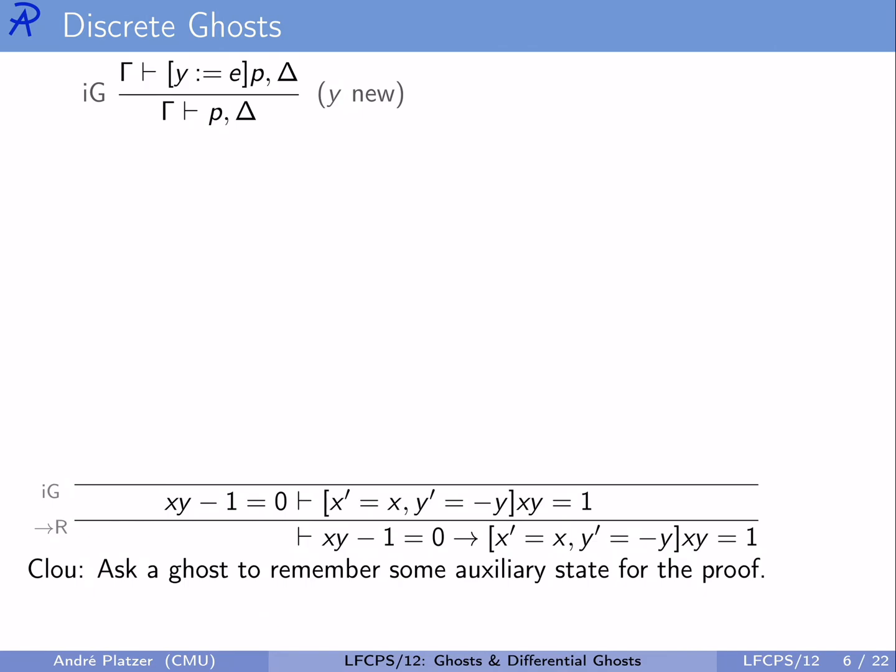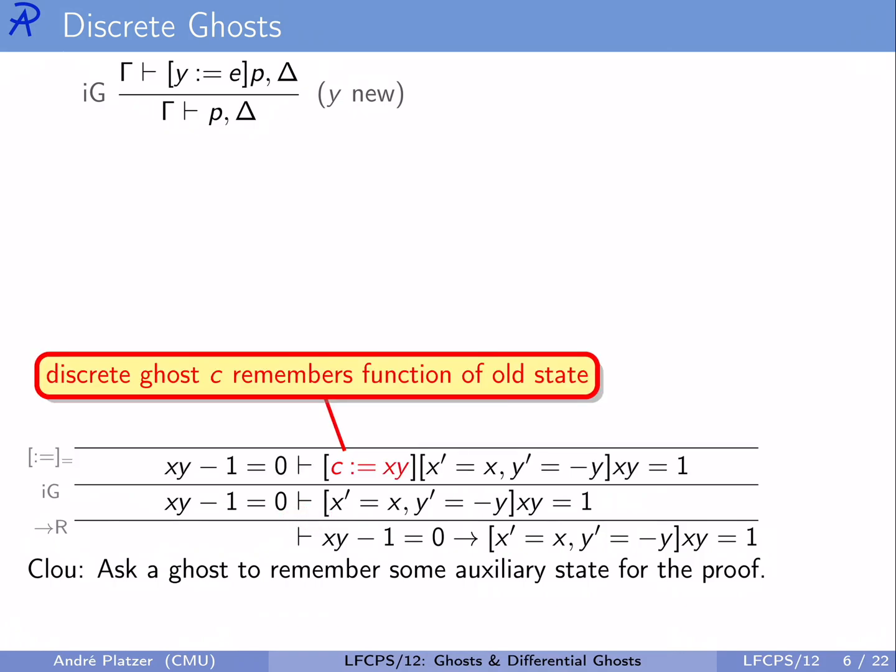For that, of course, back here, we can't talk about xy from the initial state because both x and y have already changed their value while we're at the post condition. That's after the ODE, remember? So instead, we'll introduce a discrete ghost to remember what the value of x times y used to be before the ODE. So let's introduce a new discrete ghost that remembers the function of an old state. It will remember what x times y used to be back here before the ODE started.